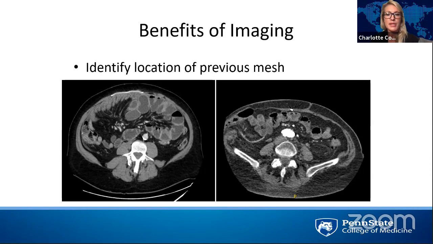Where that mesh is also relates to how you want to fix this hernia. On the right here, you can see that this mesh is sitting right next to the hernia, and you'll have to navigate around that or remove that in order to fix the hernia.